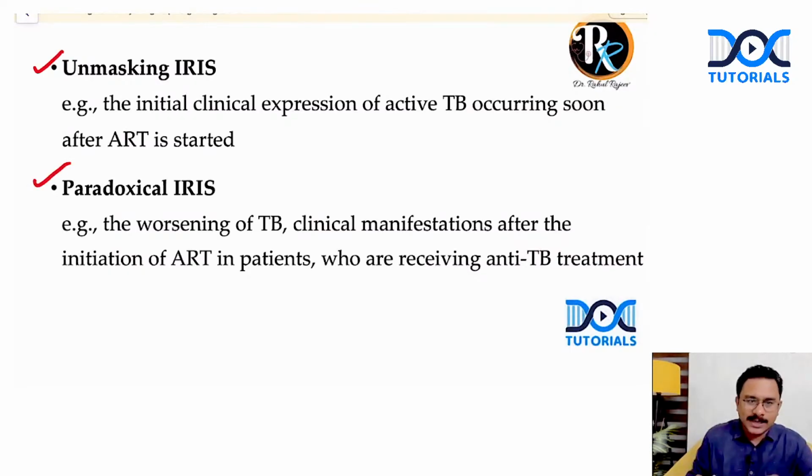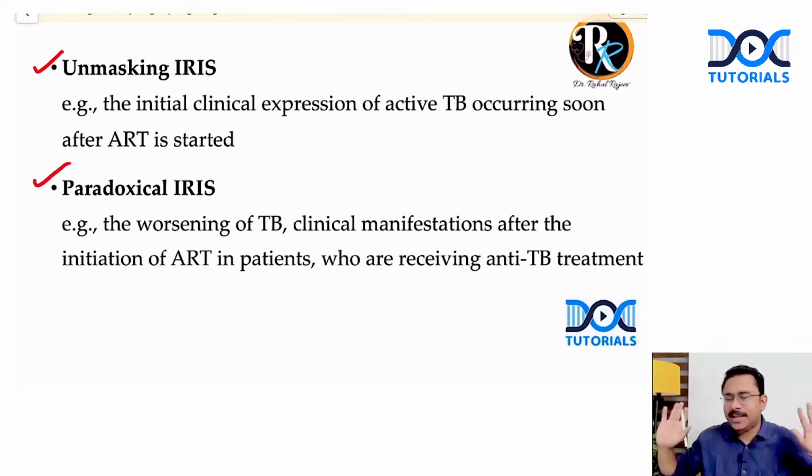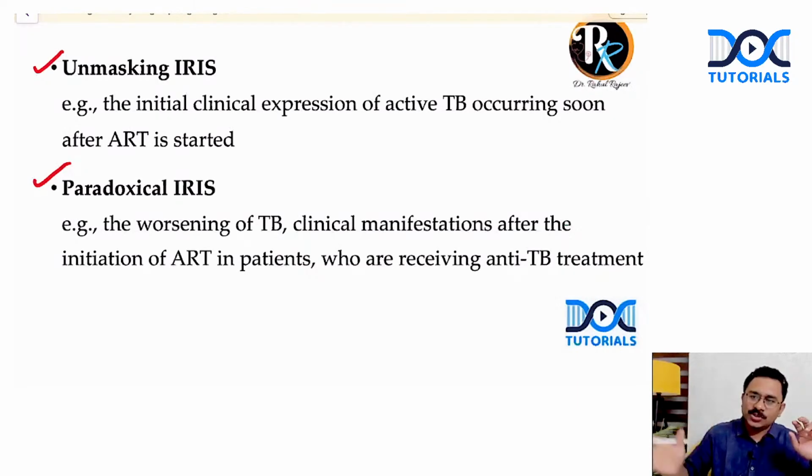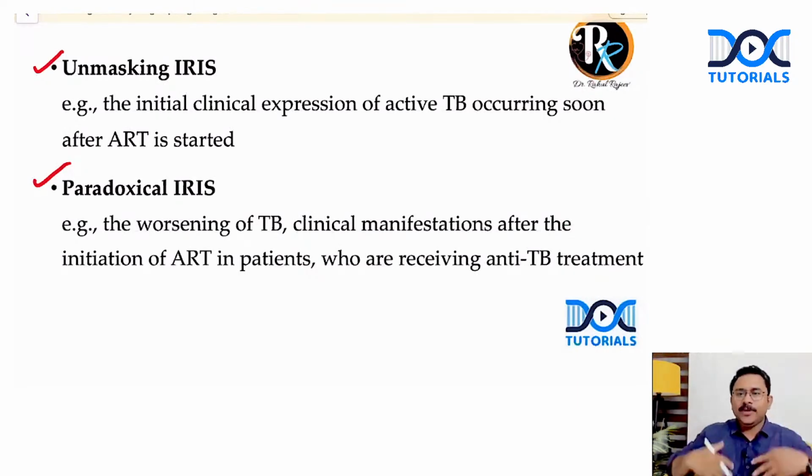What is unmasking IRIS? Suppose initially the patient did not know that he was having tuberculosis. You started ART, the immune system got activated, and it identified a small tuberculoma in the brain that was previously not diagnosed. Then it triggers the inflammatory reaction. The patient develops headache, you evaluate, take an MRI brain, and there is a tuberculoma in the brain. This is called unmasking IRIS.